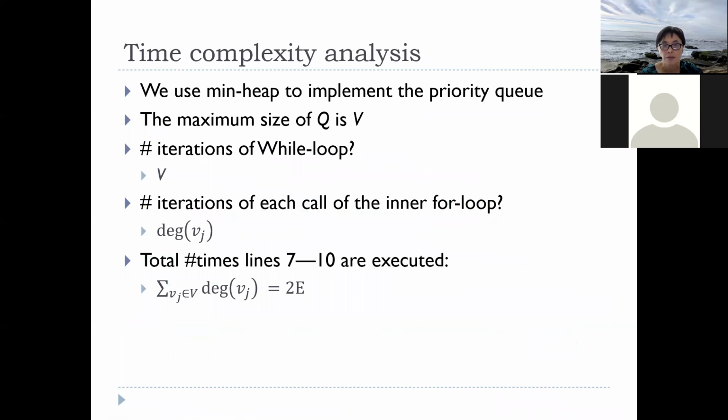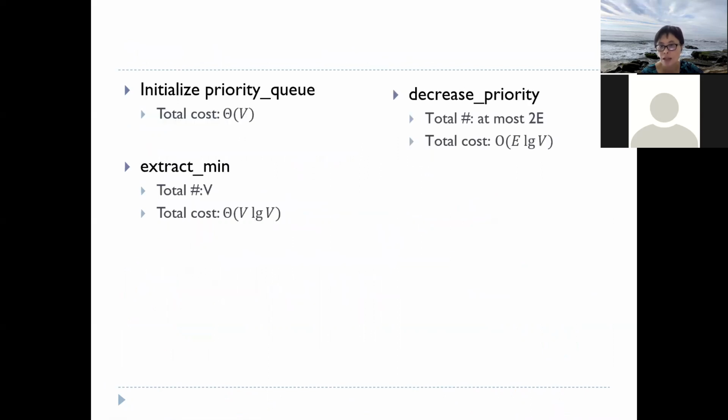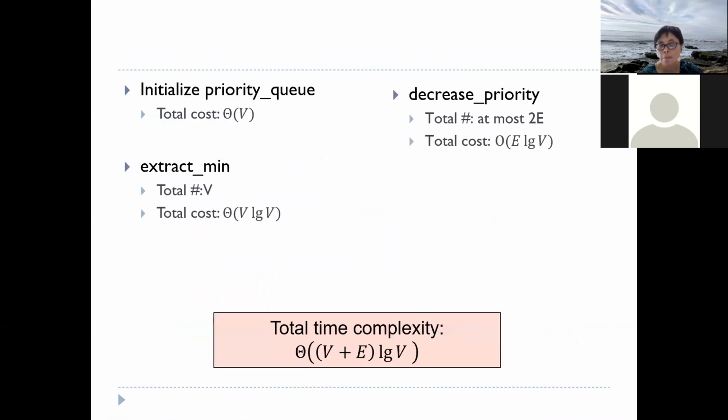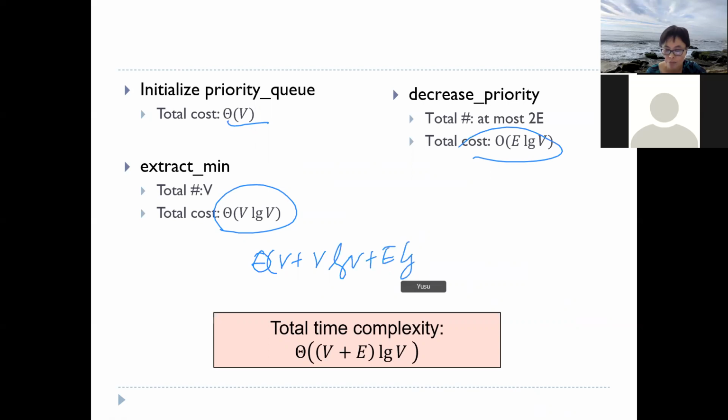This is just exactly what I said in words just now. I put them on slides, you can look at it later. The total time complexity is basically initialization plus the total cost in extract min plus the total cost in decrease priority. In the end, it's basically V plus V log V plus E log V. And this can be ignored because this is smaller than V log V. So this is the order of V plus E log V.